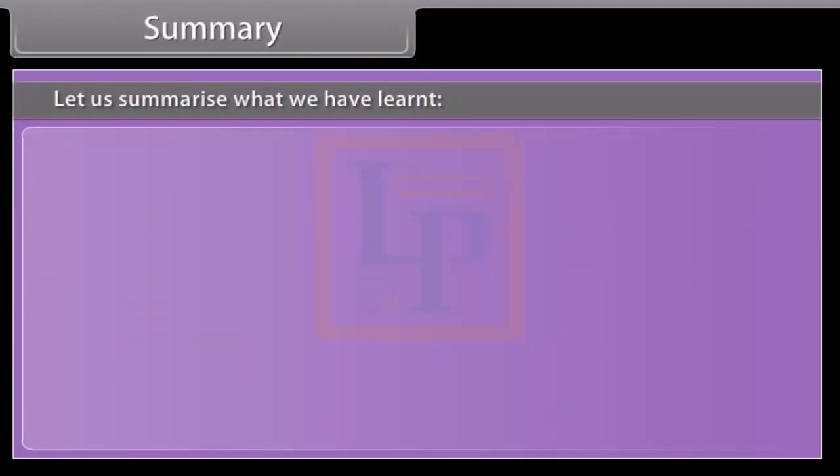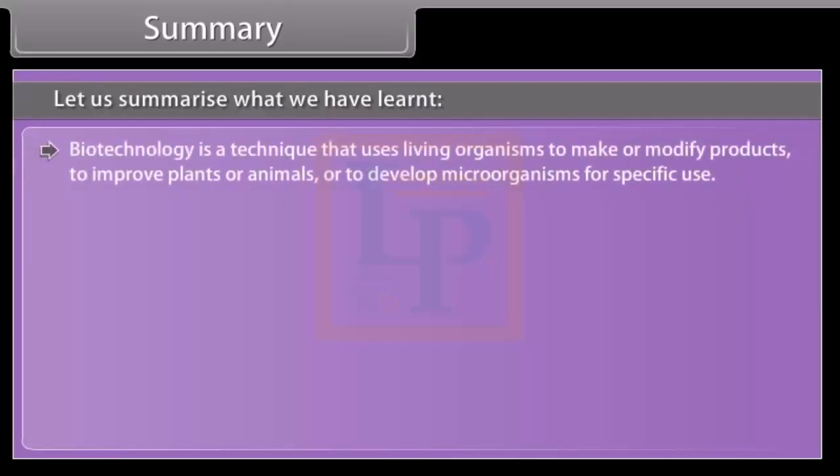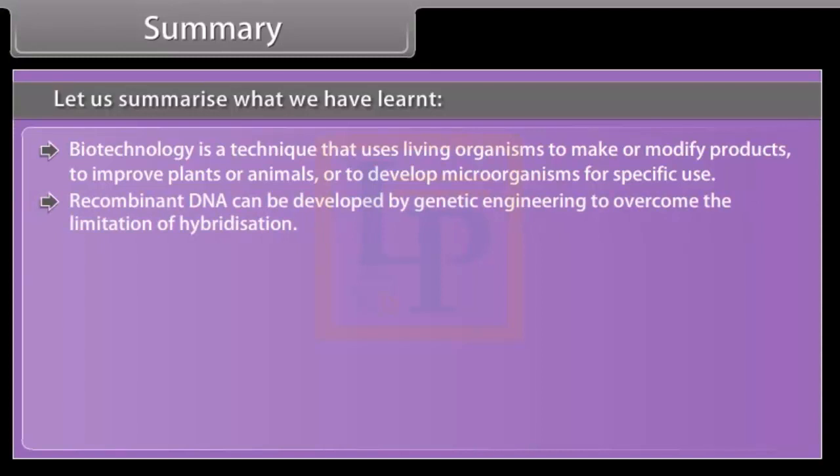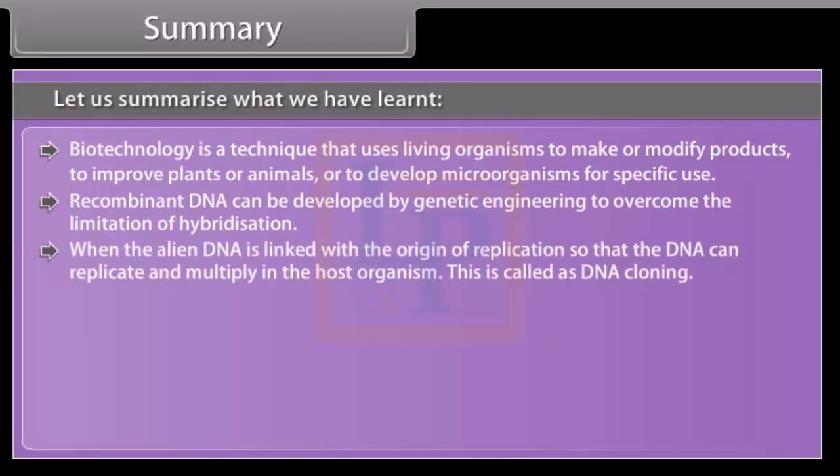Summary. Let us summarize what we have learned. Biotechnology is a technique that uses living organisms to make or modify products, to improve plants or animals, or to develop microorganisms for specific use. Recombinant DNA can be developed by genetic engineering to overcome the limitation of hybridization. When the alien DNA is linked with the origin of replication so that the DNA can replicate and multiply in the host organism, this is called DNA cloning.